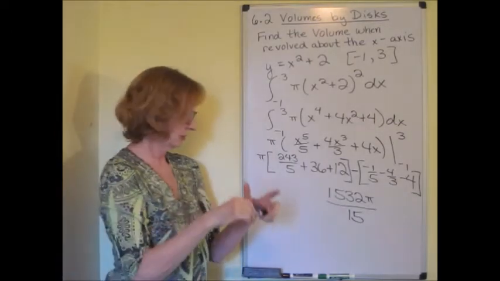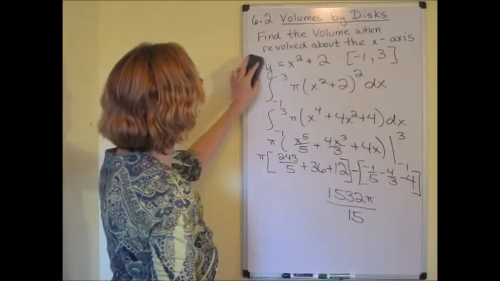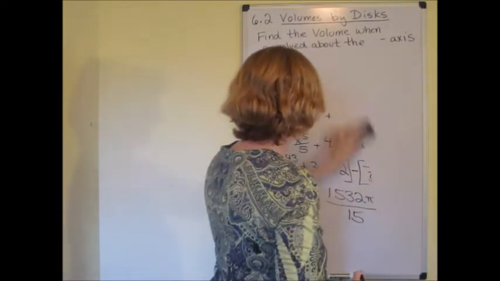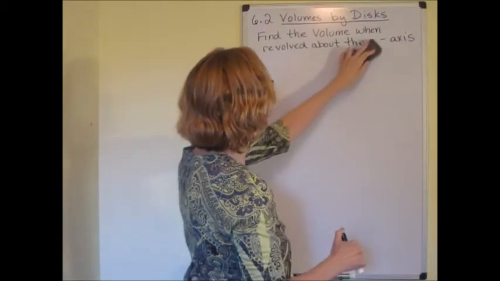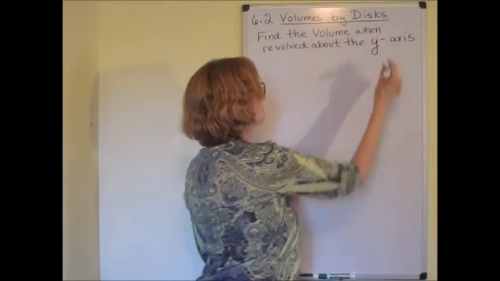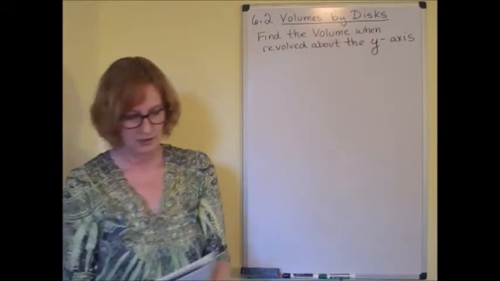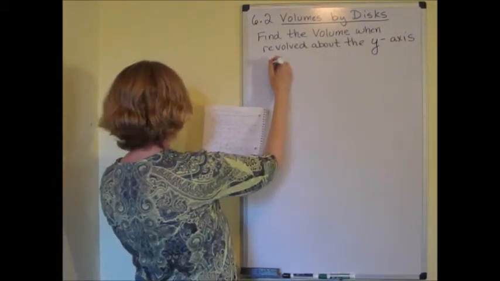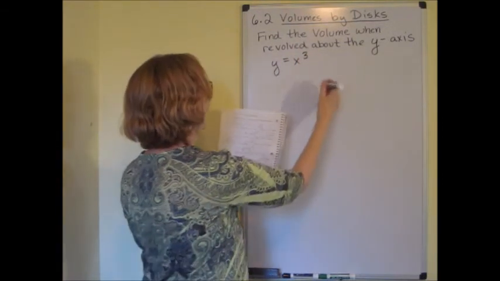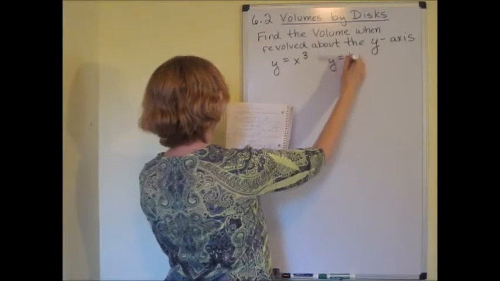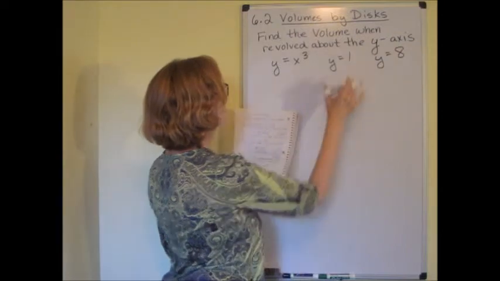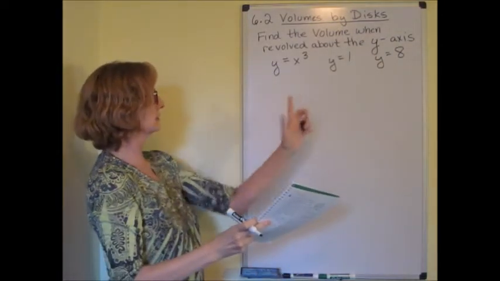All right, we have one more to do here in this little section, but this time we're going to change it up and revolve around the y-axis instead of the x-axis. So here my equation is going to be y equals x cubed, and giving the y values of y equals 1 and y equals 8. And we're going to rotate this around the y-axis this time.